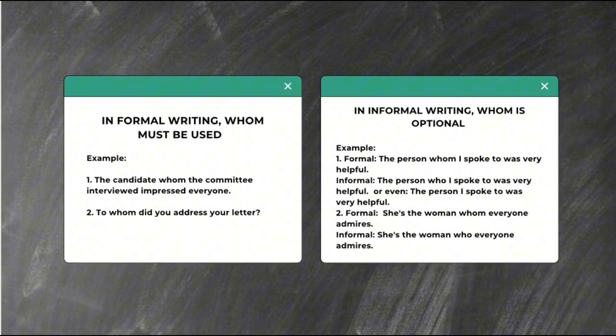In informal, she's the woman who everyone admires. Similar to the previous example, the formal sentence uses whom correctly as the object of the verb admires, while the informal version uses who, which is widely accepted in informal contexts.